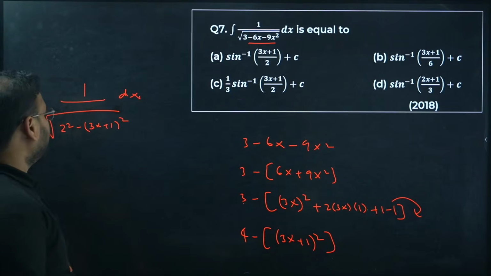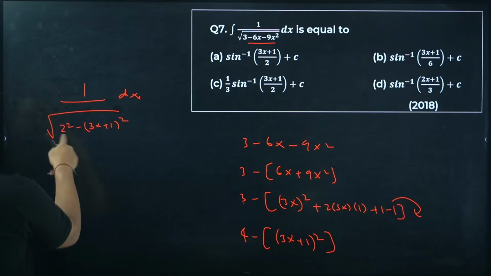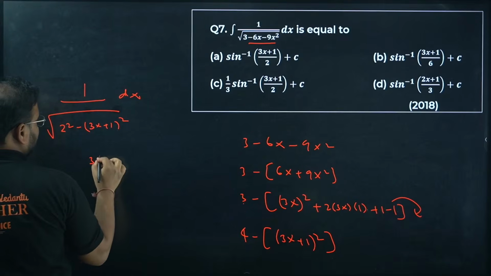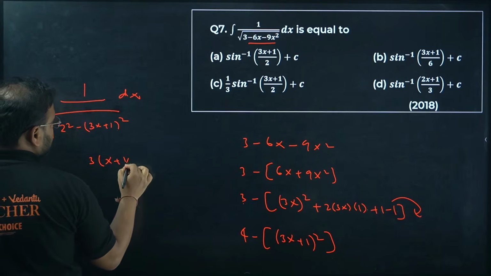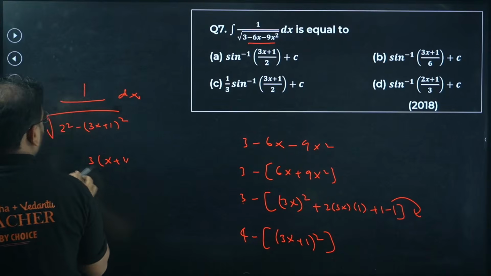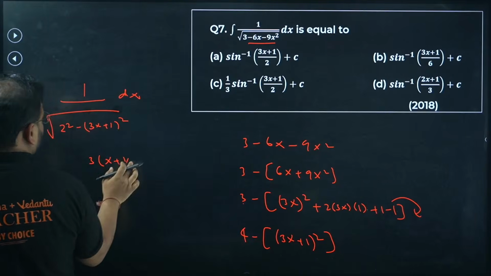This is what we have, and if you want you can take this 3 common. This 3 can be taken as common. You're gonna get this value as, check this out, 3 times of x plus 1 by 3, so it will become x plus 1 by 3. But we don't have to worry about that.